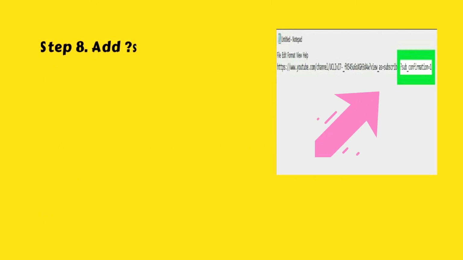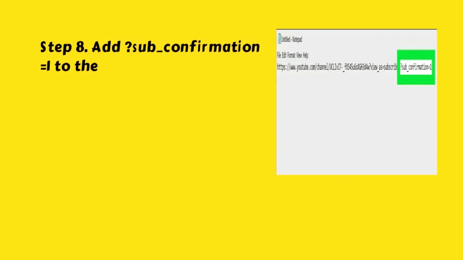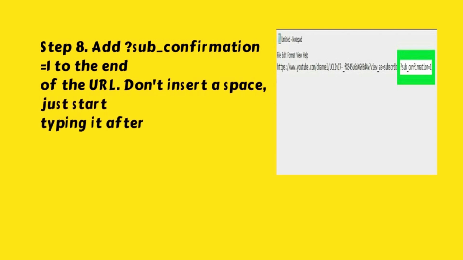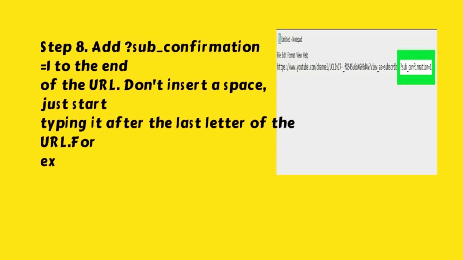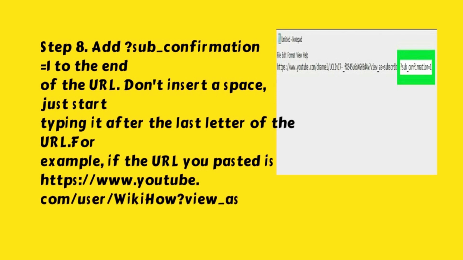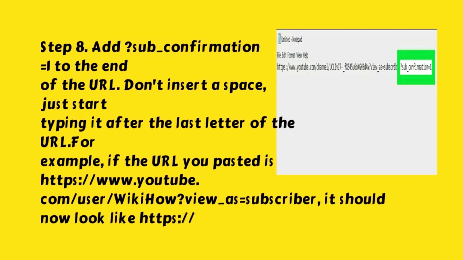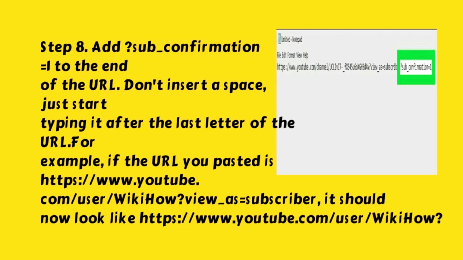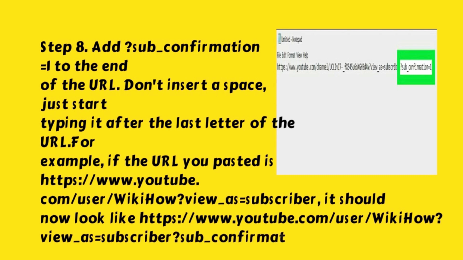Step 8. Add _confirmation equals 1 to the end of the URL. Don't insert a space, just start typing it after the last letter of the URL. For example, if the URL you pasted is https://www.youtube.com/user/wikihow?view_as=subscriber, it should now look like https://www.youtube.com/user/wikihow?view_sub_confirmation=1.